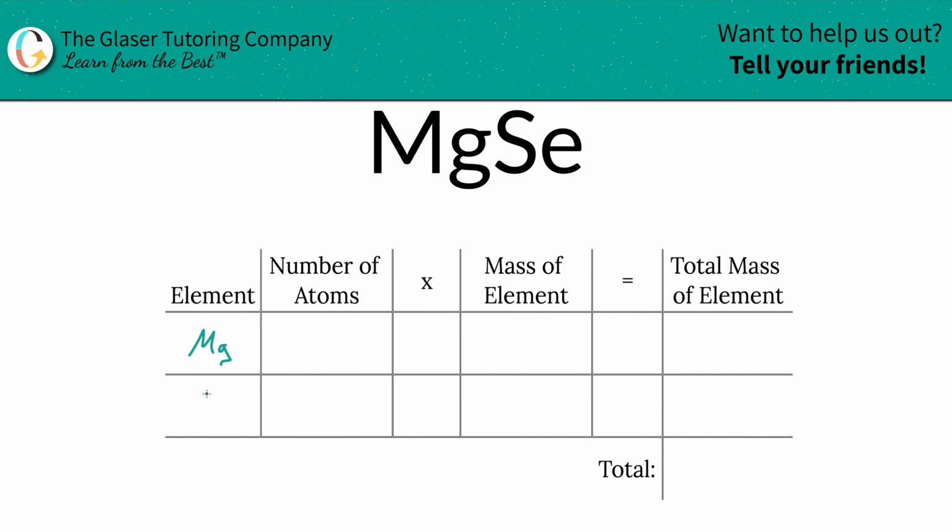So we got magnesium and we got selenium. Next is to take, oh, looks like an SC, right? SE, there you go. Next is to take into account the number of atoms of each, and that's where the subscripts come into play. Now, if you don't see a subscript down there, just put in a 1. So there's 1 magnesium, 1 selenium.